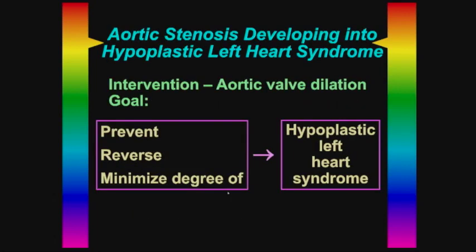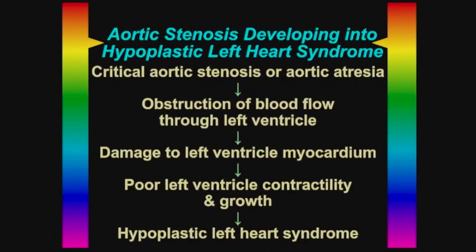So our goal in fetuses with severe aortic stenosis is to try to open up the valve so that we can prevent hypoplastic left heart, or even if it's started to develop, to reverse it, to allow that left side of the heart to grow again and expand and minimize the degree of compromise of the left ventricle. With critical aortic stenosis, there's obstruction of flow through the heart that leads to damage of the left ventricular myocardium and poor growth of the left ventricle. And if we can return the blood flow through the heart, we might be able to prevent hypoplastic left heart syndrome.